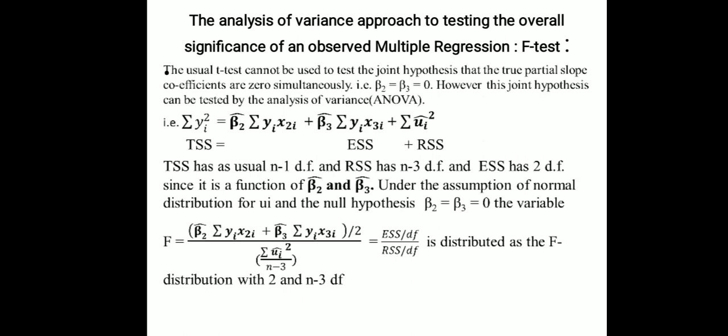In such cases the F test can be applied like this. F equals beta 2 cap times summation yi x2i plus beta 3 cap times summation yi x3i, divided by 2, divided by the residual sum of squares divided by its degrees of freedom. So this equals the explained sum of squares divided by its degrees of freedom, over the residual sum of squares divided by its degrees of freedom. It is distributed as an F distribution with 2 degrees of freedom.